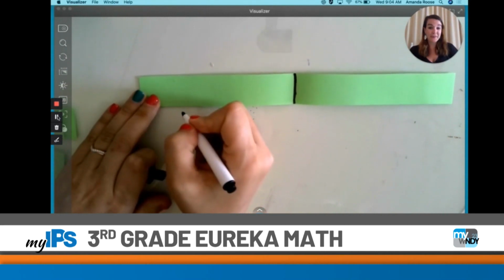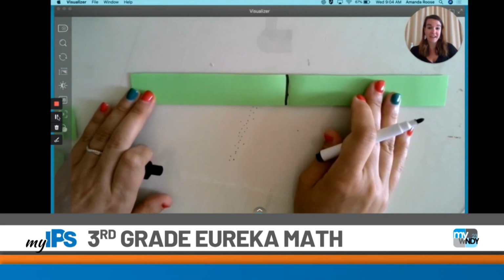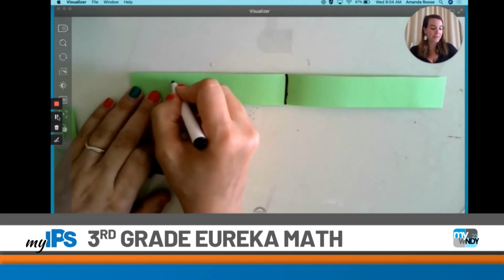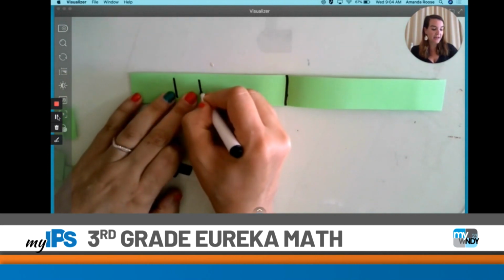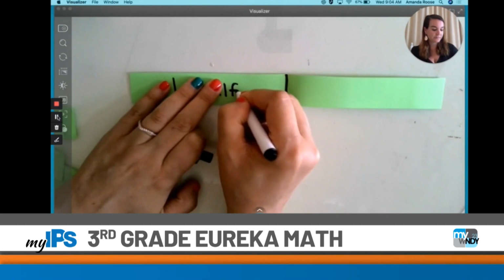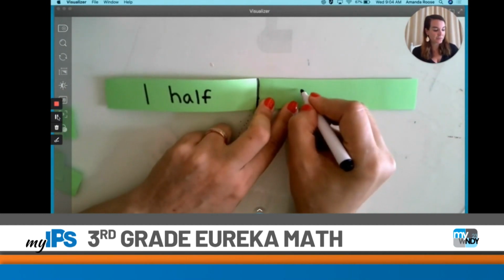Maybe you remember that there are 2 equal parts, and the fractional unit for that is called a half. So 1 equal part would be 1/2. So that means this is also 1/2.